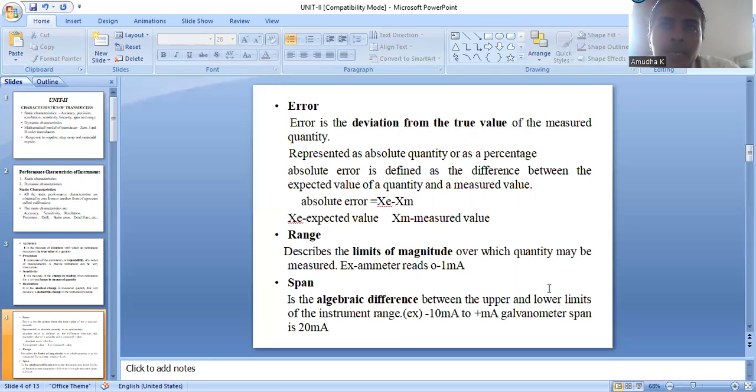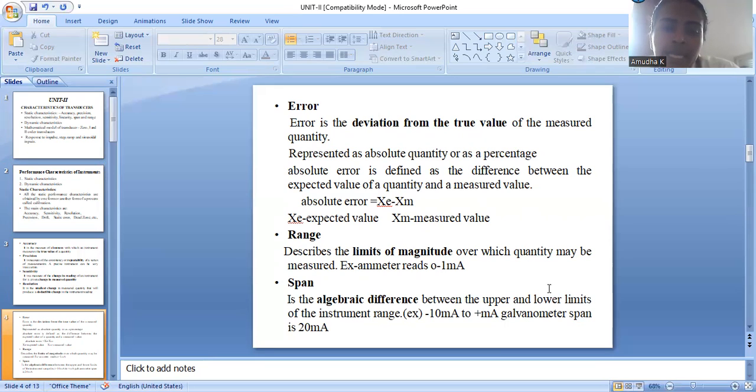That is the error, which means the deviation between the absolute value and the true value. Okay, so that is error. Absolute error is equal to x of e minus x of m, where x of e is the expected value and x of m is the measured value. The difference is called absolute error.